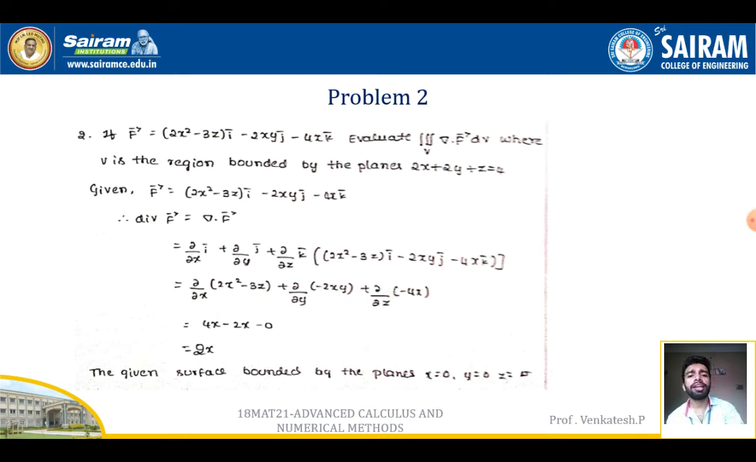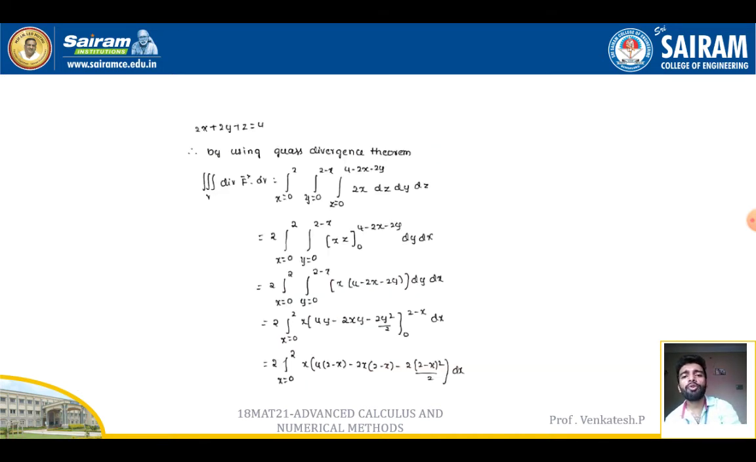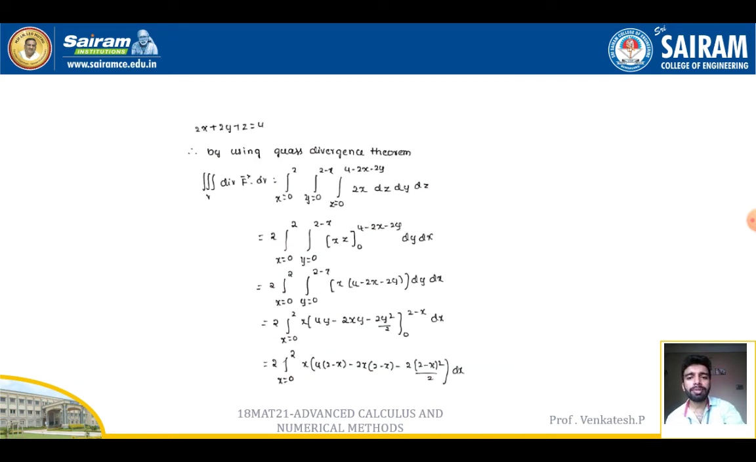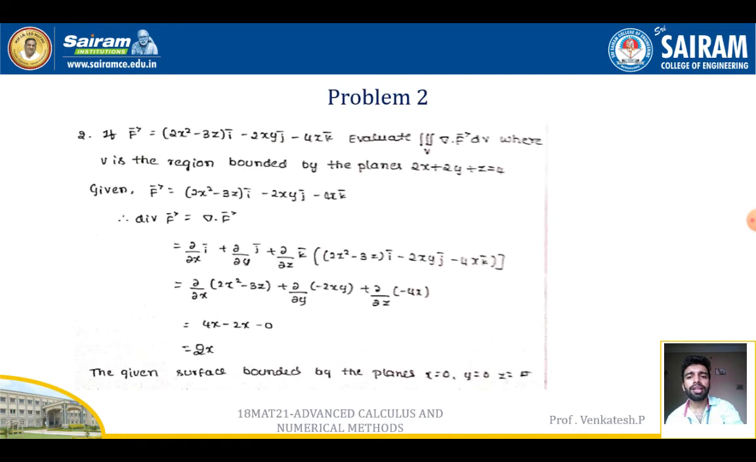Now, from the given plane, I should find the limits for x, y, z. Initially we have x = 0, y = 0, and z = 0. To find the x limit as a constant, I replace y = 0 and z = 0, so that x varies from 0 to 2. Similarly, to represent y as a variable limit, I am going to represent y in terms of the previous variable, that is, in terms of x.